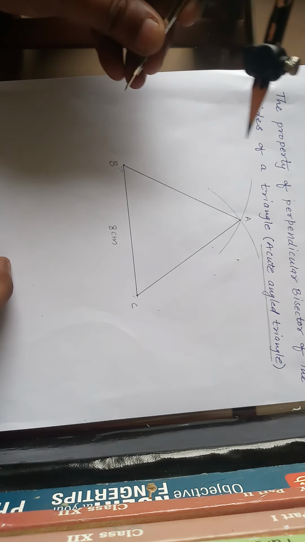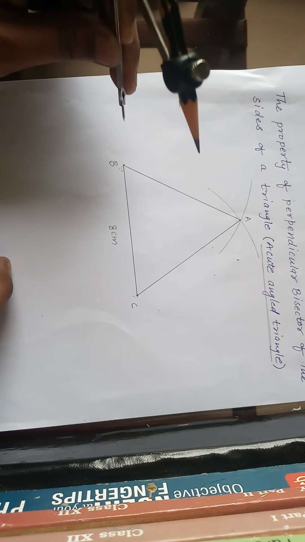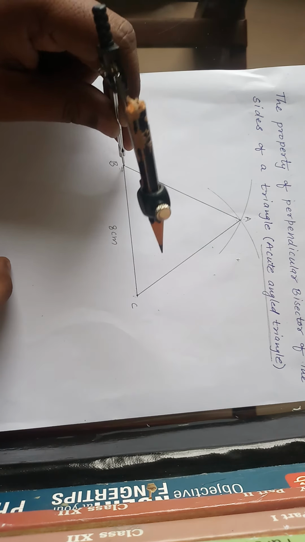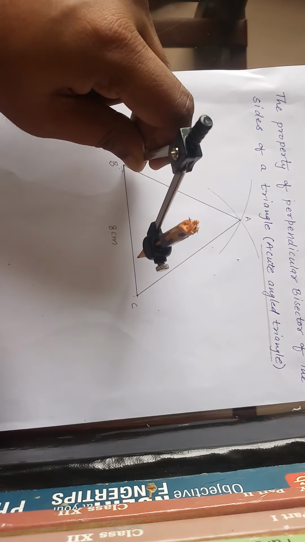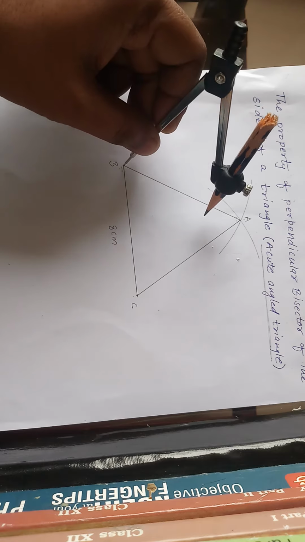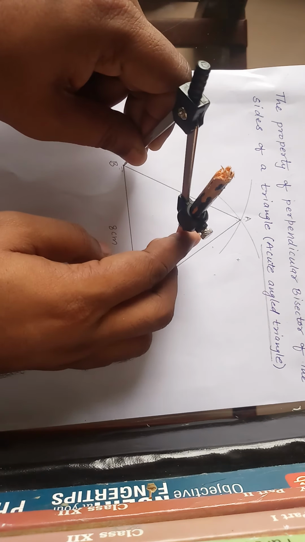Friends, I have taught you how to bisect a line segment. To bisect the line segment, we have to always take a distance more than half of this segment. So this is how to bisect BC. I have taken the distance more than half. I will draw two arcs, one arc up.